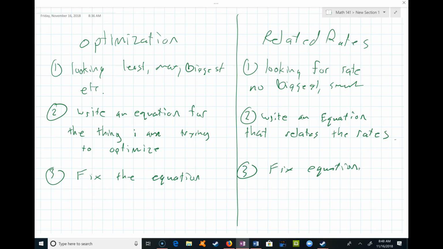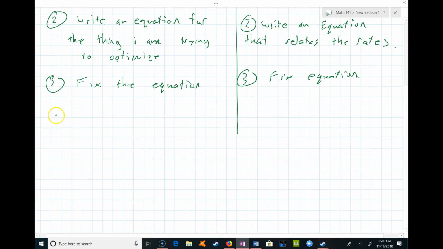Right. So the idea is, the difference is, with optimization, we can always only handle 2 variables. With related rates, we can handle more variables as long as we have the rates for all of them. As long as we have the information for all of them, I mean, not just the rates, but we have to know the h and the r, and the dr/dt and the dh/dt. I have to know their rates and their values. So then once I fix the equation, then the next step is take the derivative. And that's the same for both, right?